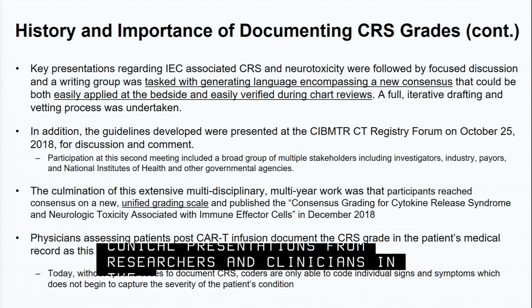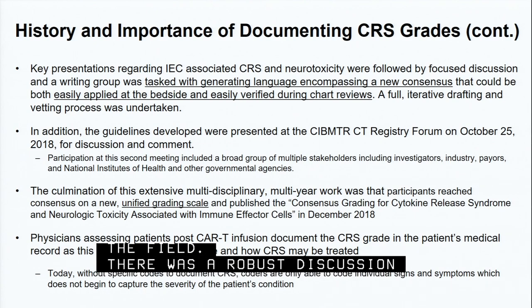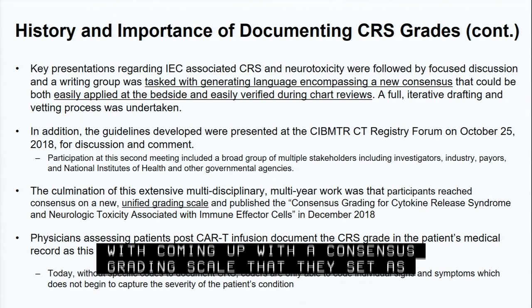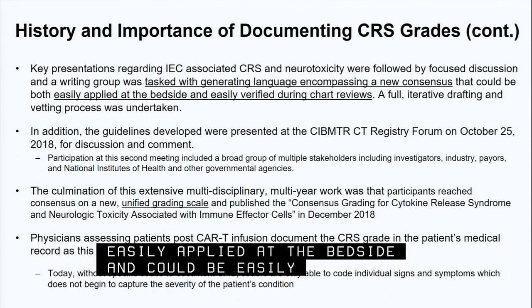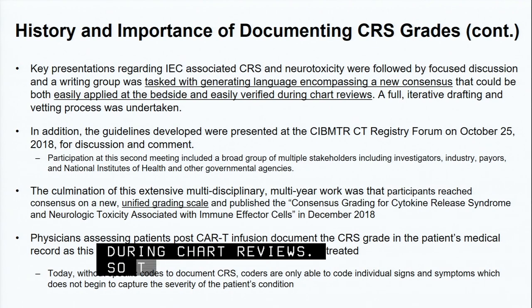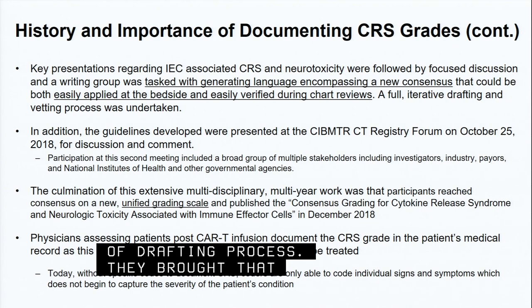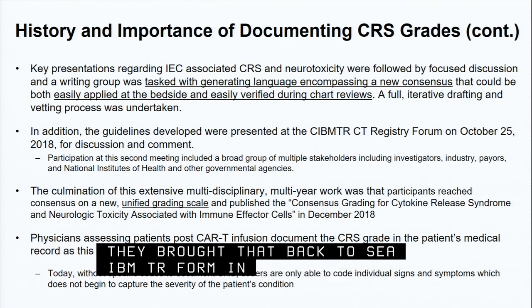So they went through an iterative drafting process. They then brought that back to a CIBMTR forum in October. Again, it had lots of different stakeholders, including NIH and other government agencies. And basically, the culmination of all that work is that participants came up with a unified grading scale, and they published that in December of 2018.